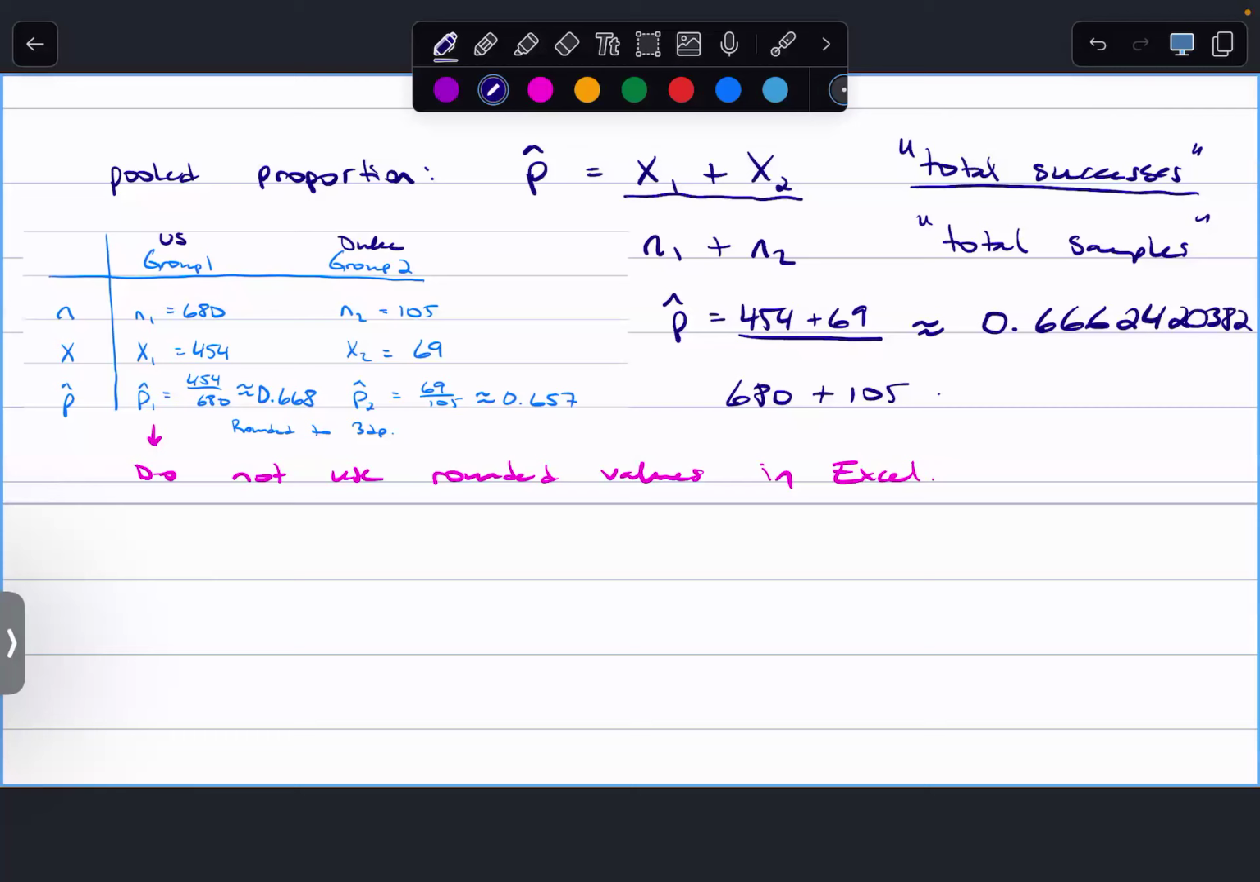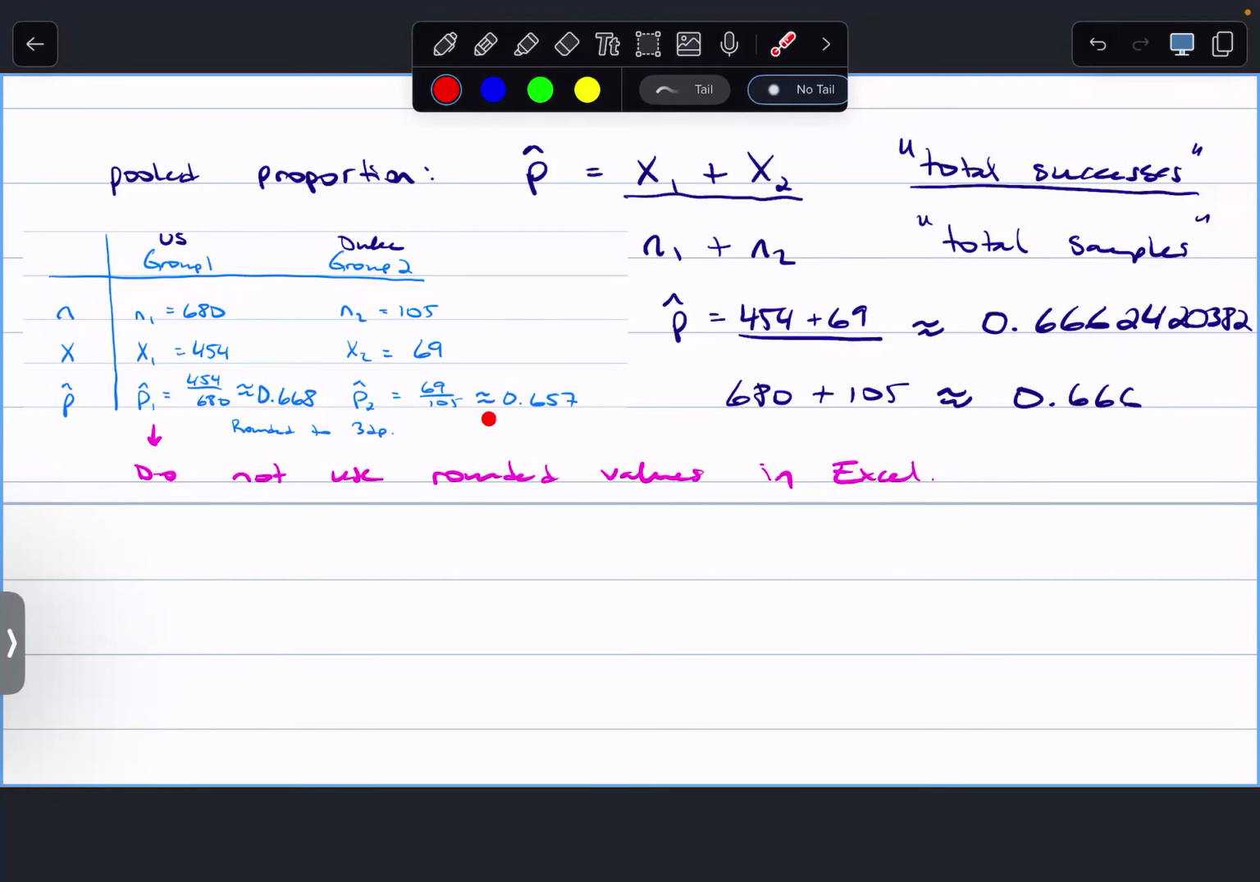which I'm going to round to roughly 0.666. I'm only squishing it because I want it on the same page. Did I say 3 of them? I don't know. Which we can check, right? This little guy is somewhere between 0.668 and 0.657. So that's good, right? It makes sense.